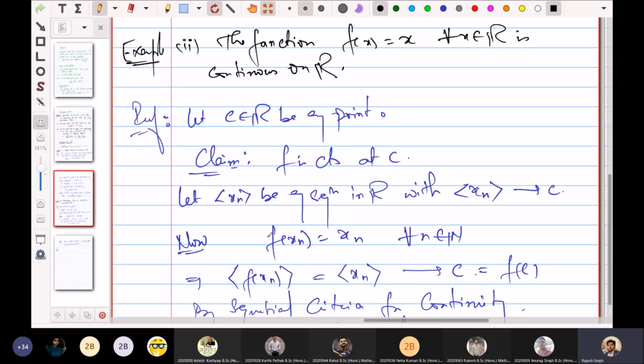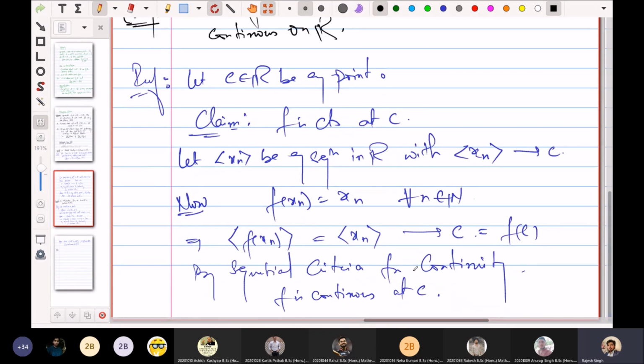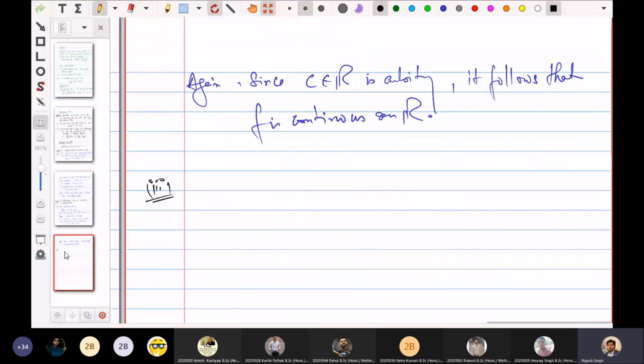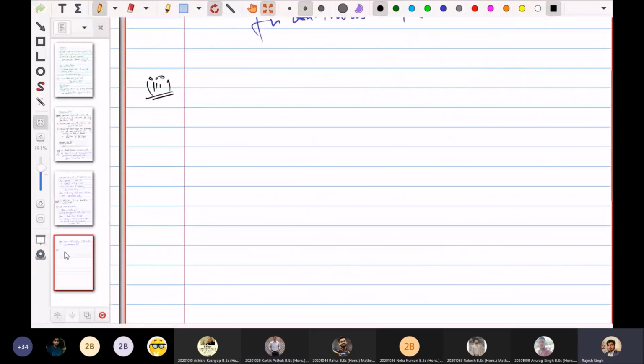Now the corresponding sequence f(xn) is nothing but the same sequence xn, because f(xn) is equal to xn for every n. So f(xn) is the same sequence xn, which converges to C, and C happens to be the value of the function f at C. So by the sequential criteria for continuity, f is continuous at C. Is it fine?